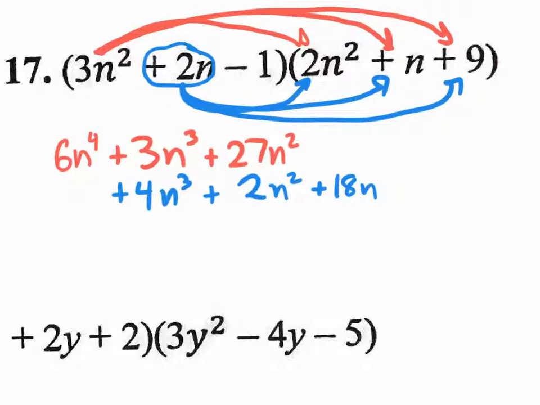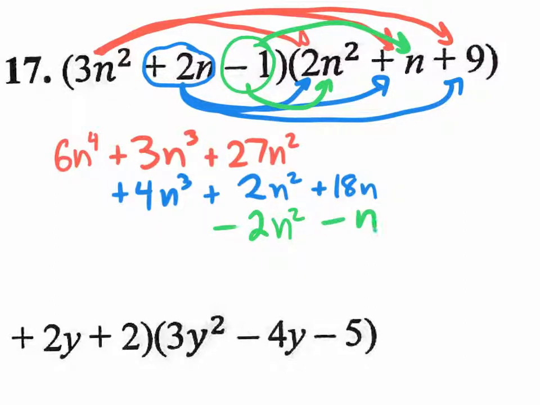But this was not just a binomial, it's a trinomial, so we still need to distribute that minus 1. So let's take that minus 1 and go negative 1 times 2n squared is negative 2n squared, and you're going to write that answer underneath the n squared terms. So negative 2n squared. And then negative 1 times n, that's going to be a negative n, and you write that underneath the other n term. And then negative 1 times 9, that's going to be a negative 9, write that at the very end.